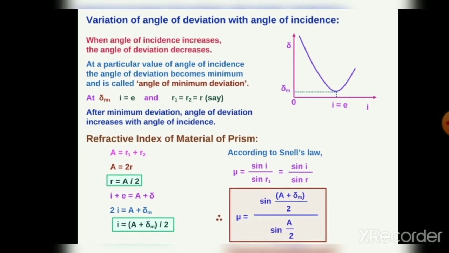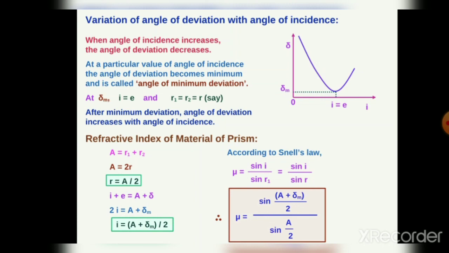For example, consider the refractive index of the material of a prism. Consider the equation A is equal to R1 plus R2. Suppose R1 and R2 are the same, so you will write A is equal to 2R. So R will be A by 2. From the previous equation, I plus E is equal to A plus delta, you will get 2I is equal to A plus delta. You can derive that I is equal to A plus delta divided by 2. According to Snell's law, you know that mu is equal to sine I upon sine R.